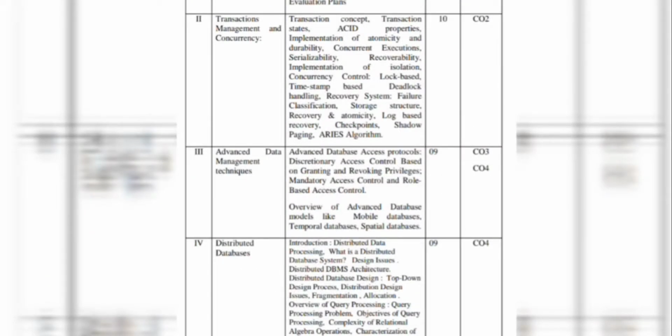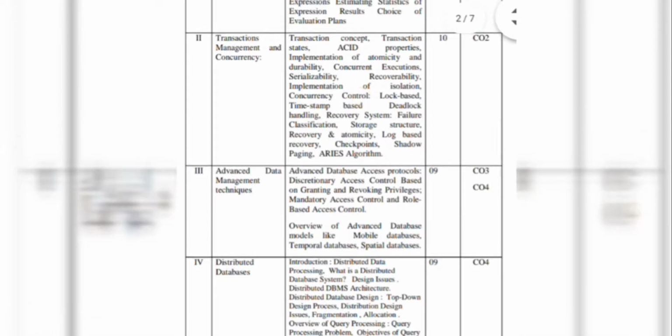Module number one is query processing and optimization. You people already know how to write the query, but here we are going to see how the query is processed by your computer and how the query is to be optimized. That we are going to see in this particular module number one.